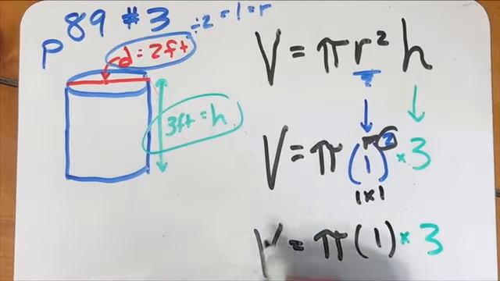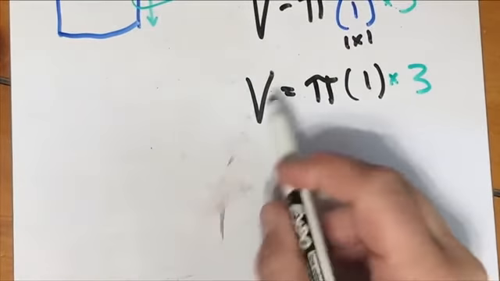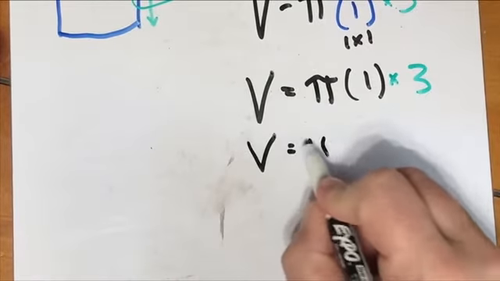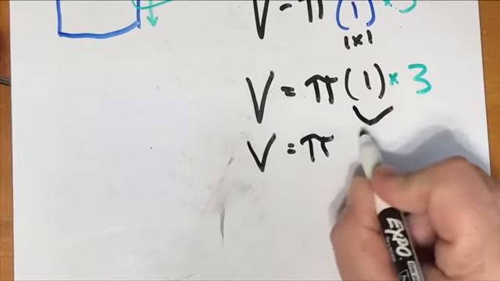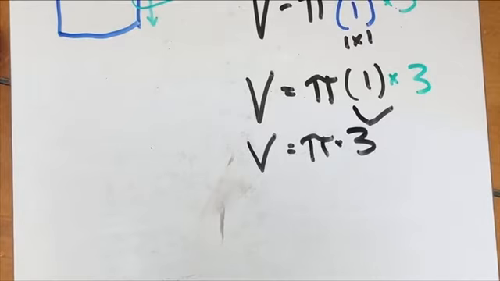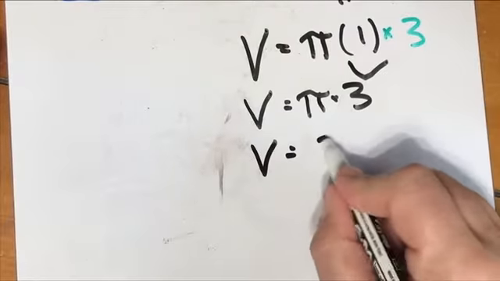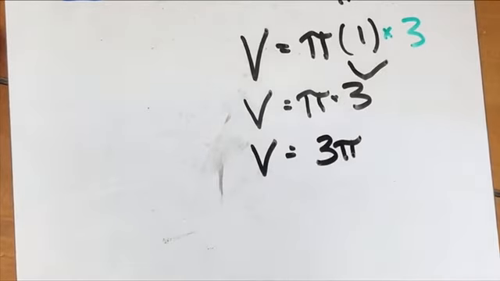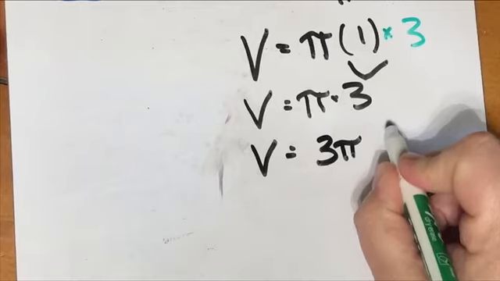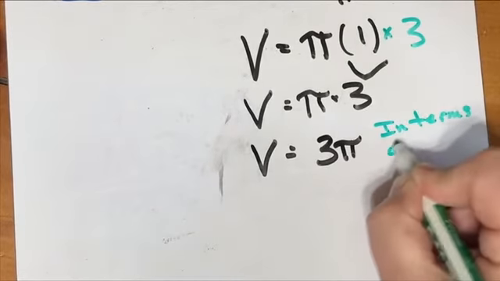Okay, and 1 times 3 is 3, so I'm just going to write down all the steps. I'm not going to skip anything here. So volume equals pi, and 1 times 3 is just 3. And the common way then to write that is we put that number in front of pi. So that's 3 pi. The volume is 3 pi. And sometimes you can just leave it in terms of pi. So if we're going to leave it in terms of pi, that would be the answer.